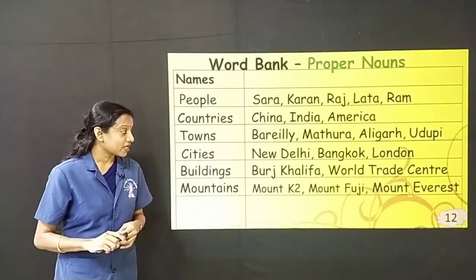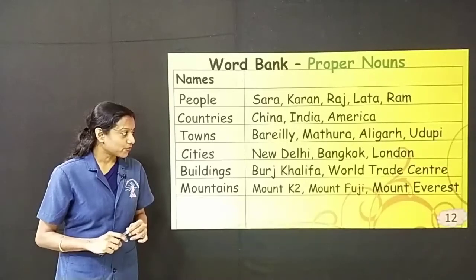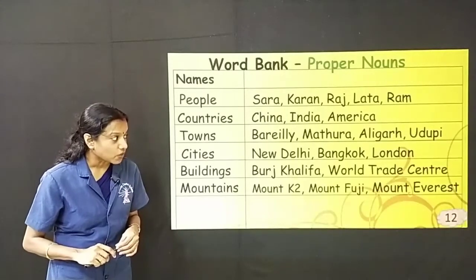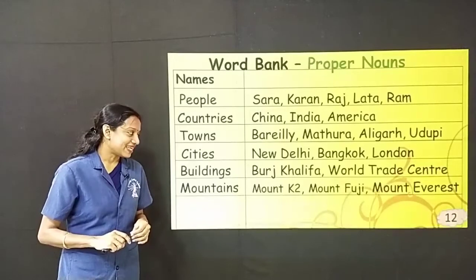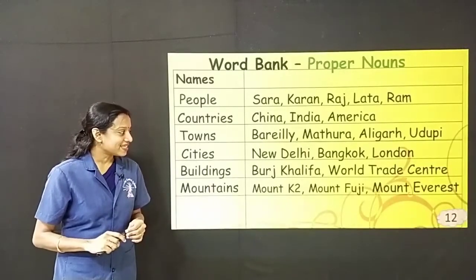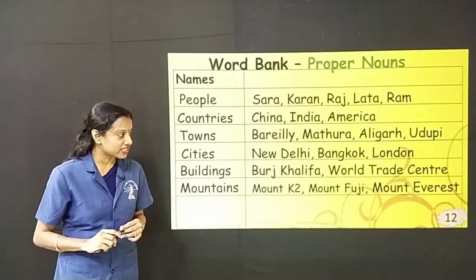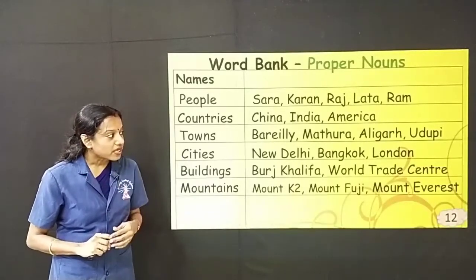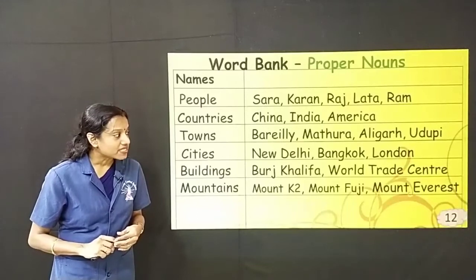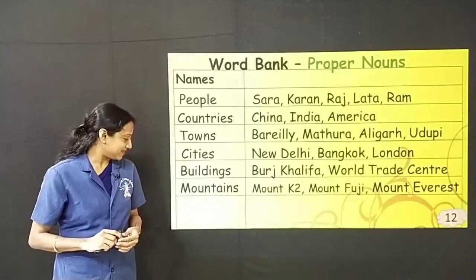Mountains, Mount K2, Mount Fuji, Mount Everest. So here again M is capital and Mount Fuji, Mount M is capital and F Fuji is capital. Mount Everest again here M is capital and E is capital.